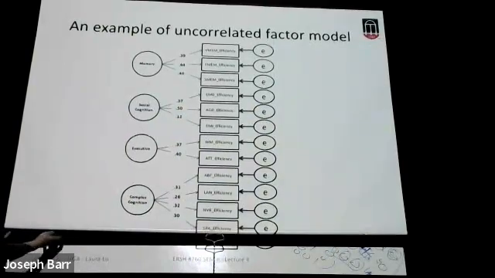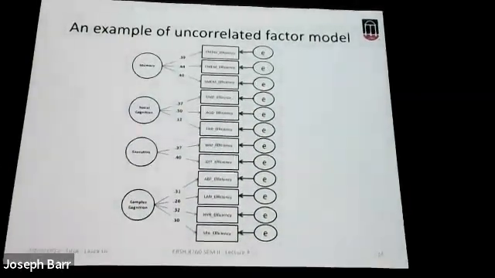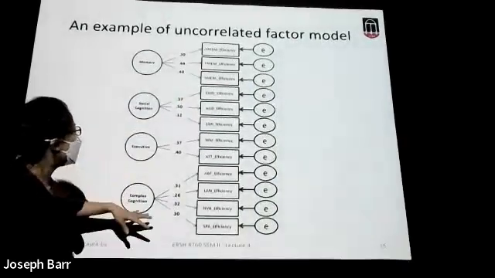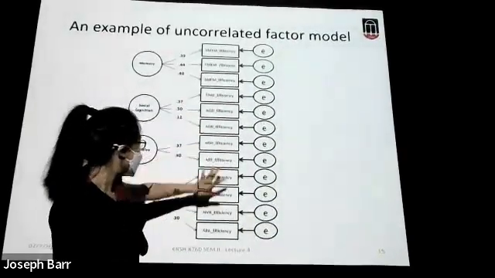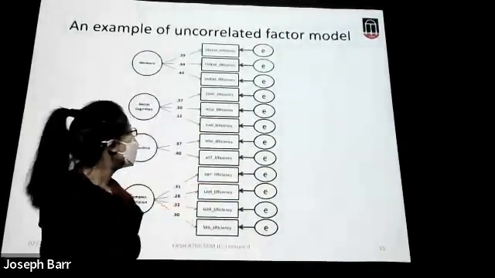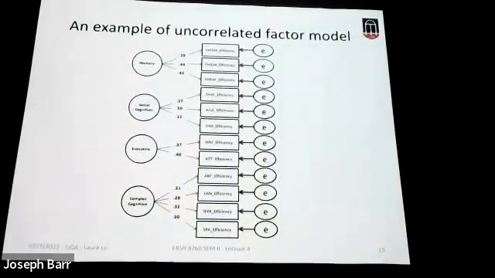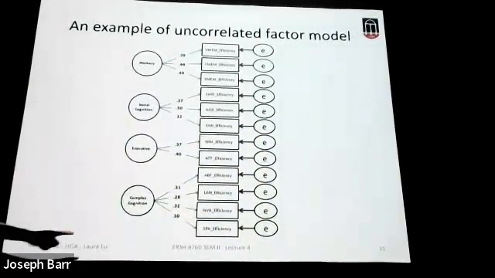For example, this is one case. Now, we assume these are independent and we have a lot of observed variables. We also have the residuals. So we have different lambda values here.